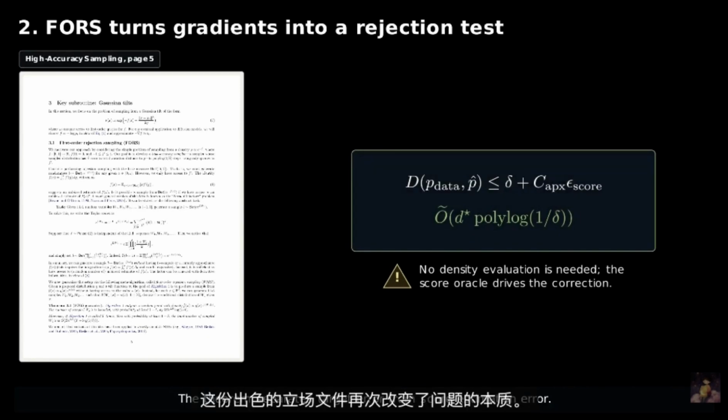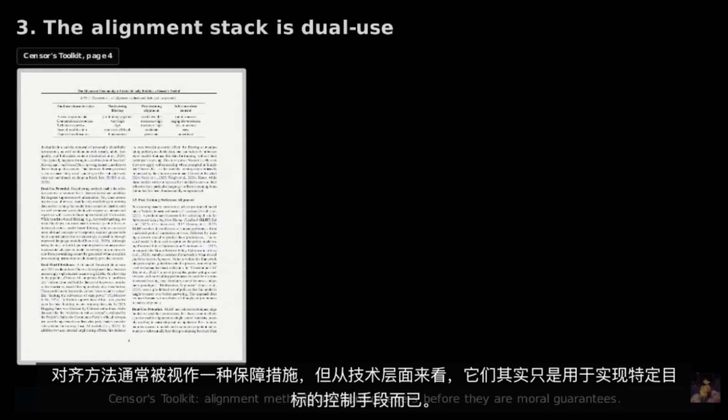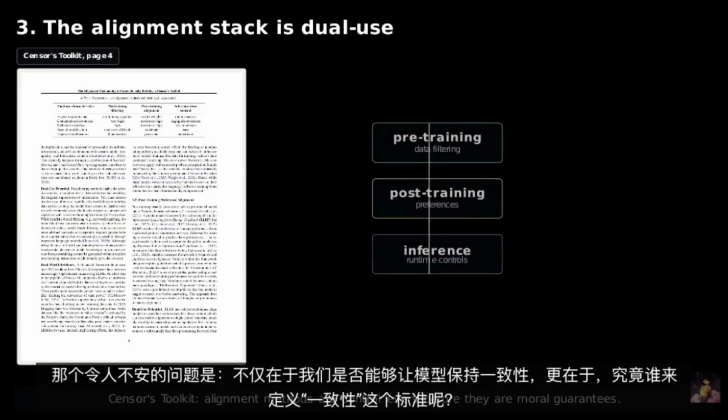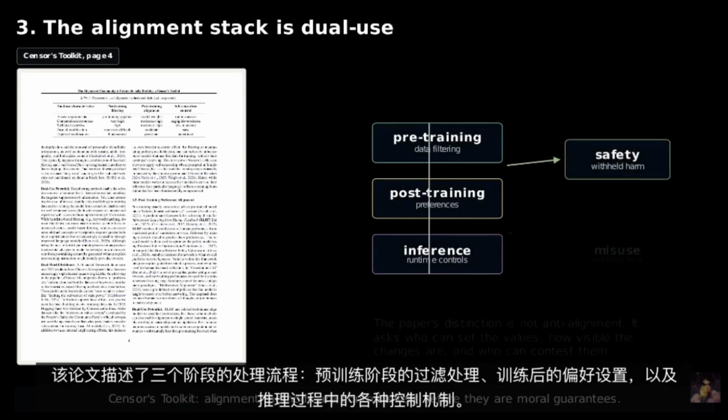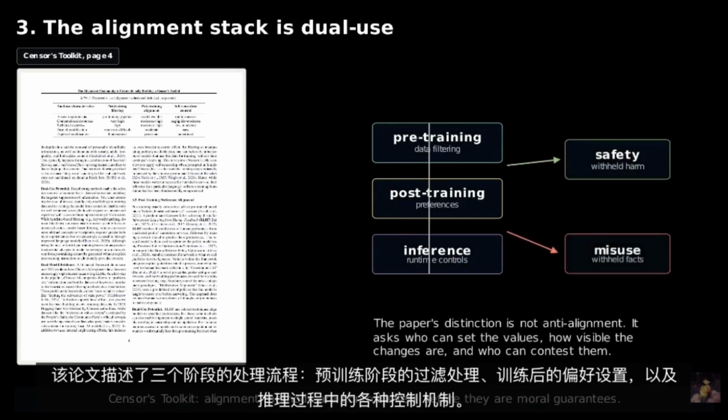The outstanding position paper changes the question again. Alignment methods are often described as safeguards, but technically they are purpose-agnostic control levers. The uncomfortable question is not only whether we can align a model, but who defines aligned. The paper maps a 3-stage stack: pre-training filters, post-training preferences, and inference time controls.